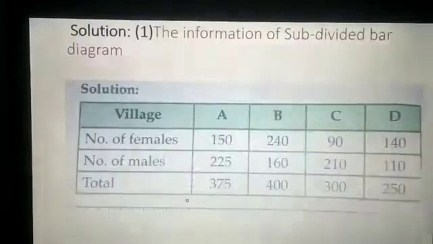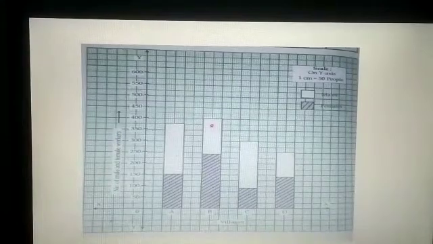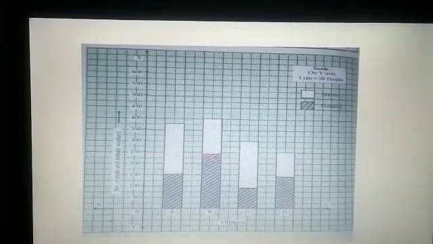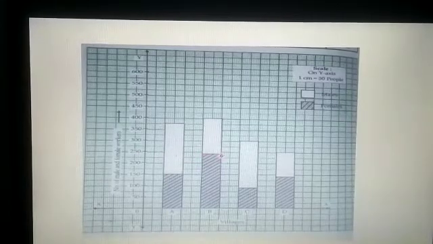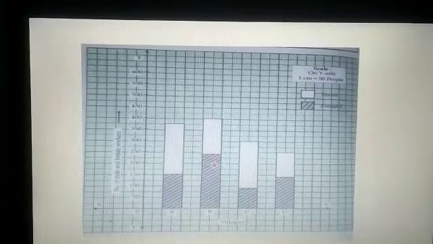Now let's see village B. How many females are there in village B? 240, and total is 400. So first the 400 bar we will find here, and note down and draw two dots first and then draw a bar. Then in village B number of female workers are 240. 250 is here and below it is 240. So draw the 240 line over here and shade the portion from 0 to 240, as number of female workers are 240.